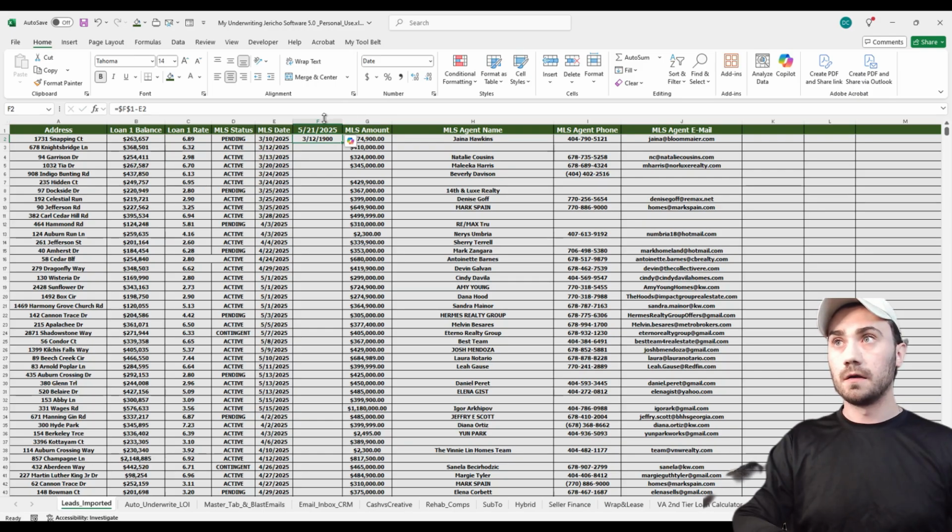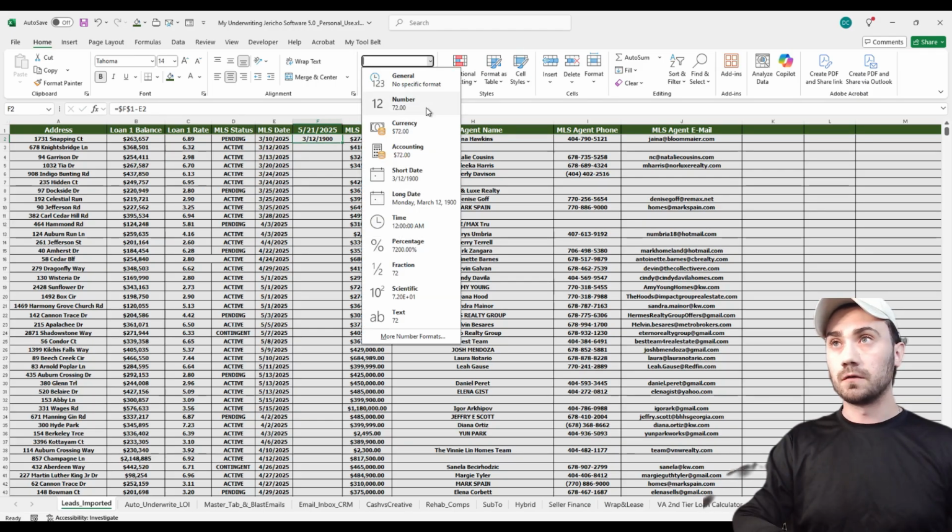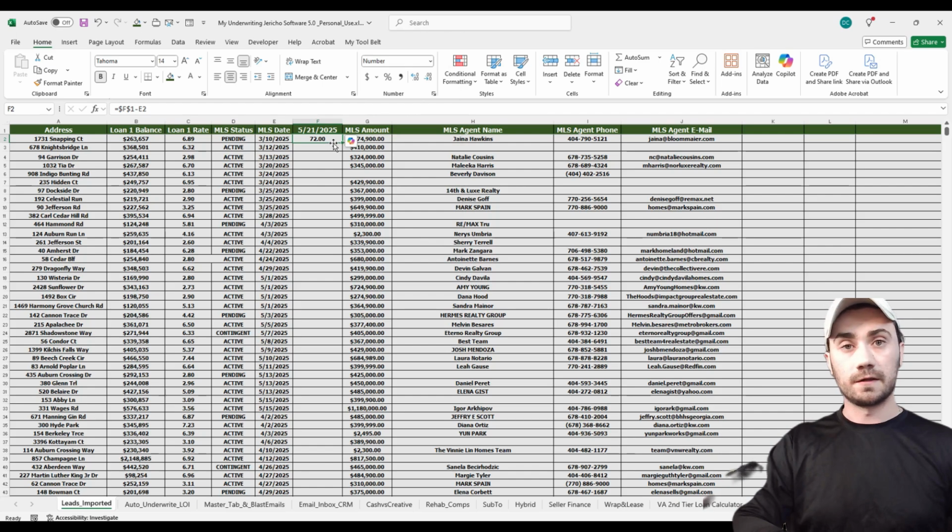We don't want that. So I'll just change this to a number, and now we can see that the days on market is illustrated for us. Now the days on market is going to be an approximate estimate. This is not going to be the official days on market. If you really want to find out the actual days on market, you need to visit the MLS listing itself, which is active.